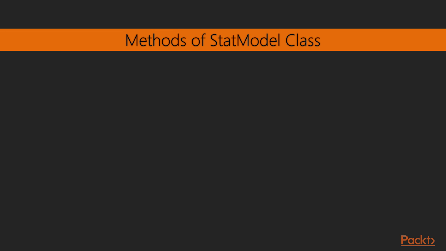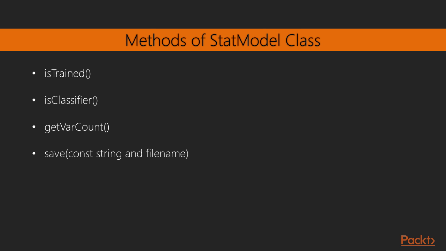The StatModel class provides other very useful methods, which are as follows. isTrained: this returns true if the model is trained. isClassifier: this returns true if the model is a classifier, or false in the case of regression. getVarCount: this returns the number of variables in training samples. save: takes a string file name, and this saves the model in the file name. Ptr: this loads the model from the file name, for example.